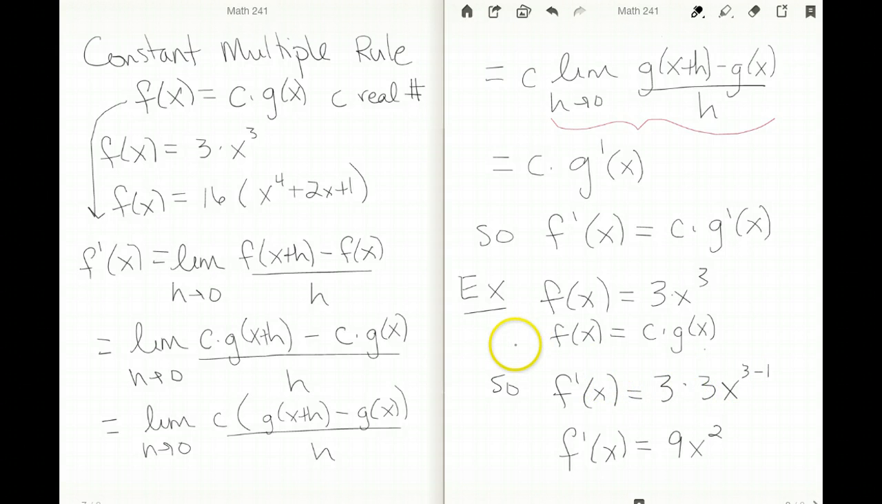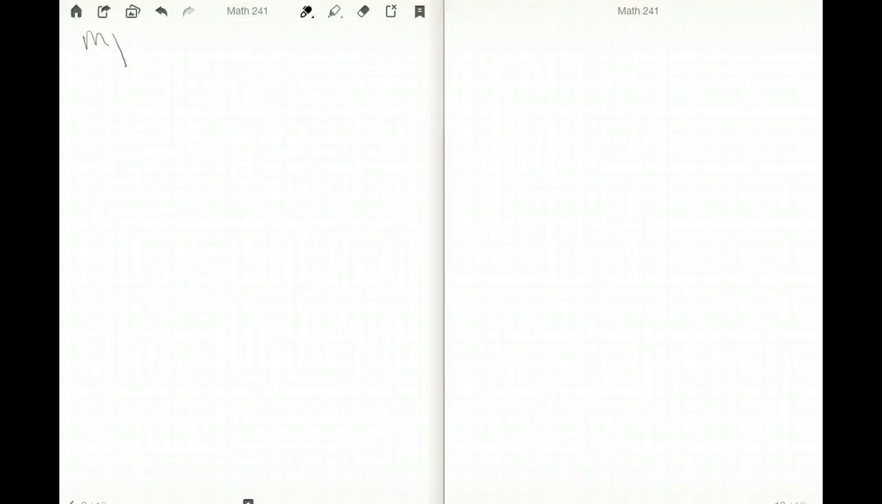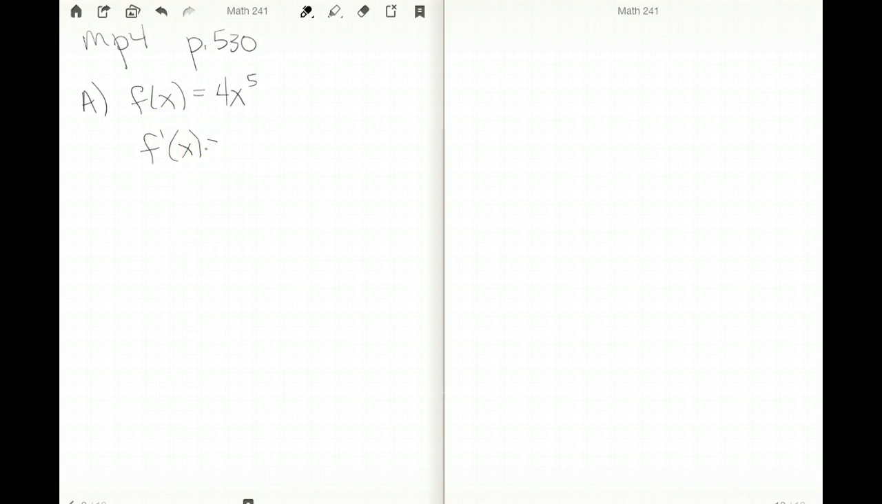Okay, great. So let's try one more example making use of the constant multiple rule. I'm going to do a couple of problems from matched problem 4 on page 530. Okay, and so let's see, let's pick a really good one. So here, in part A, we have f of x is equal to 4x to the fifth. So how would we find f prime of x? Okay, so notice that what we can do is, remember, this is 4 times an expression of x. So it's like the g of x thing is the x to the fifth.